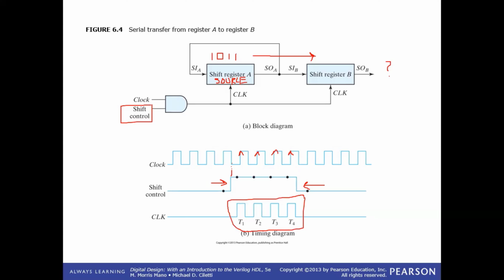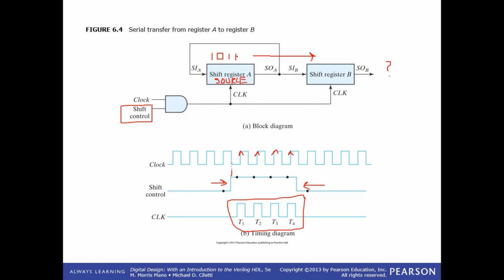Can anyone tell me why did I wait for 4 clocks? Yes, because we have 4 bits. 4 bits of data, 1, 0, 1, 1. We have 4 bits of data that needed to be transferred. Yes, Zainab, you're right. So this 4-bit of data would be transferred to the shift register B.